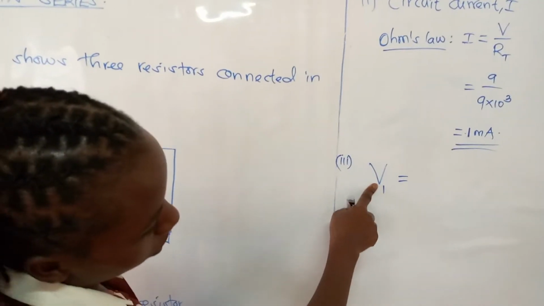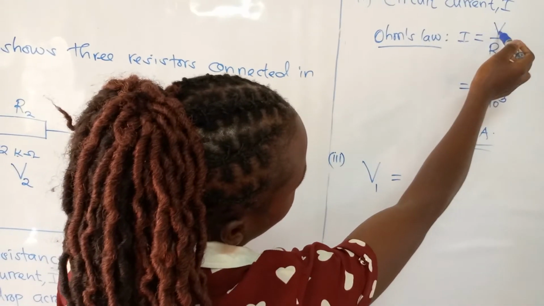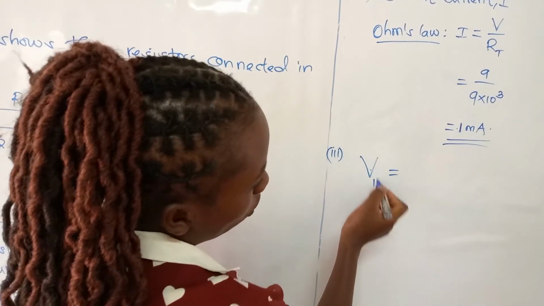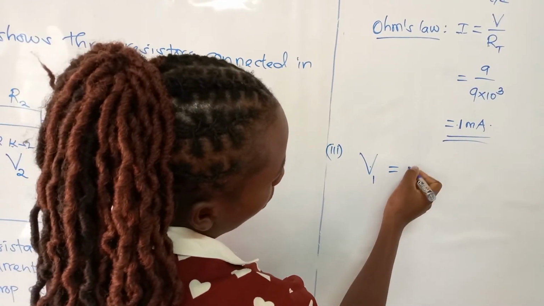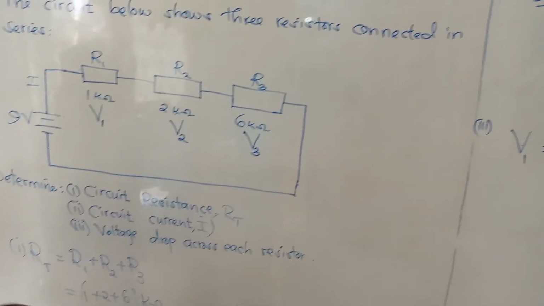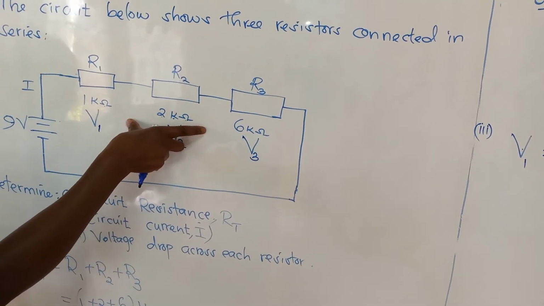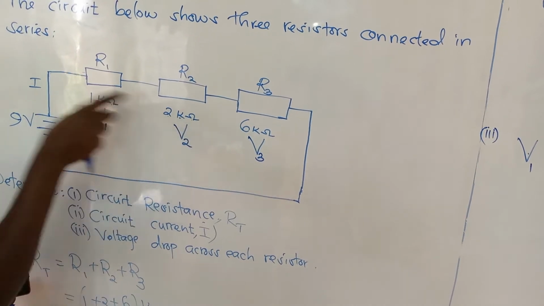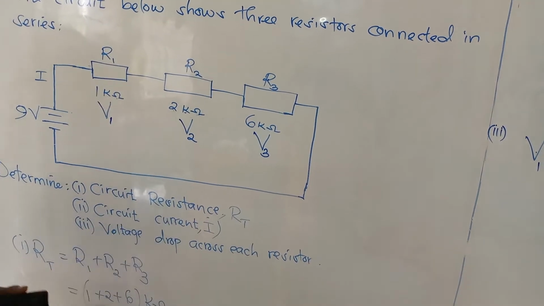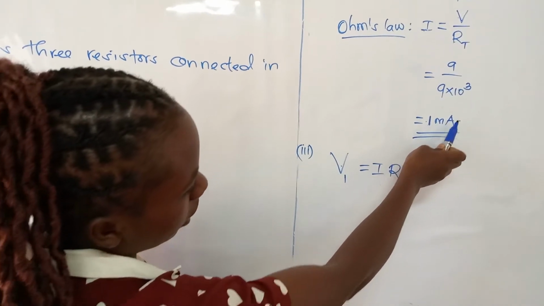Now, let us find V1. If you want to find the voltage, you know that from Ohm's law up here, this voltage will be given as current times resistance. If we are going to get V1, then V1 will be given as I times resistance R1. Now, for the current, since the 3 resistors are in series, they will have the same current flowing through them, which is equivalent to the source current or the circuit current.